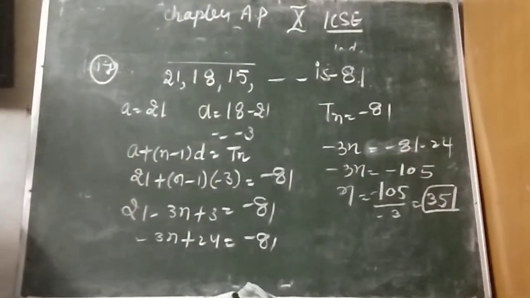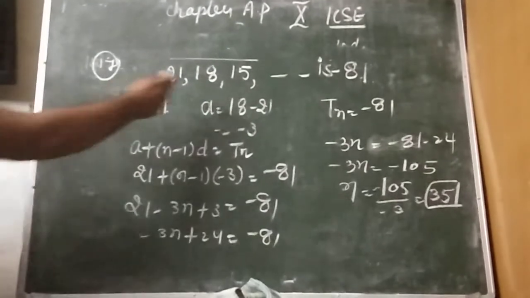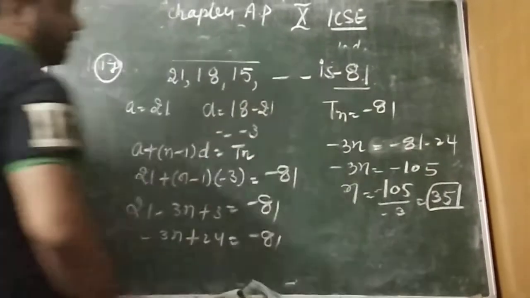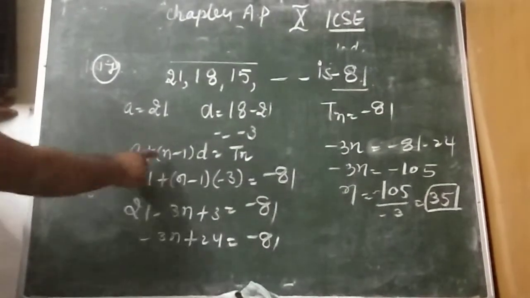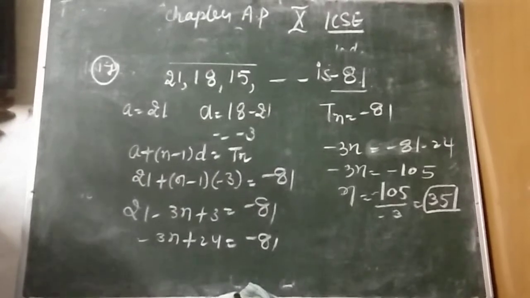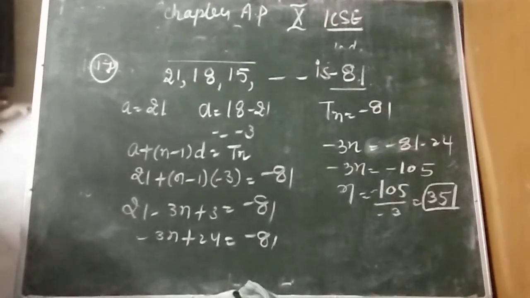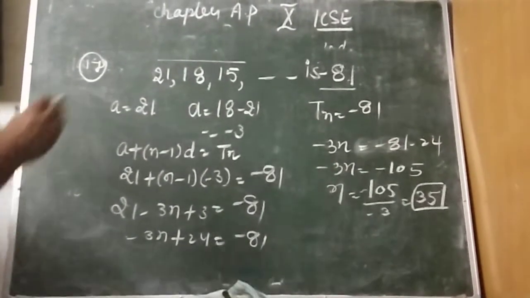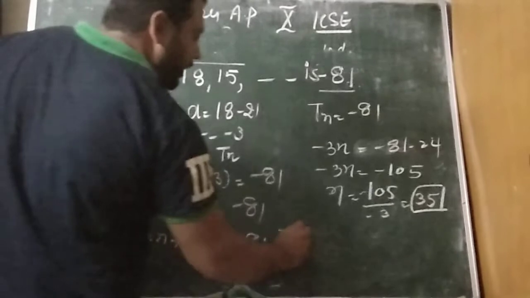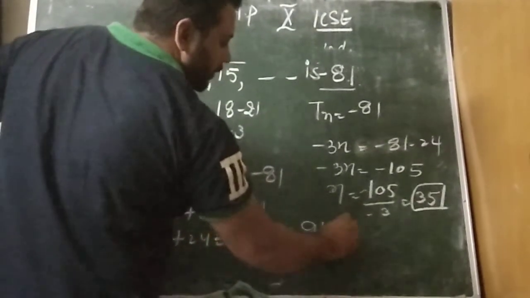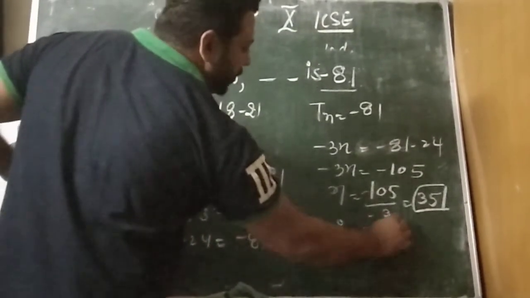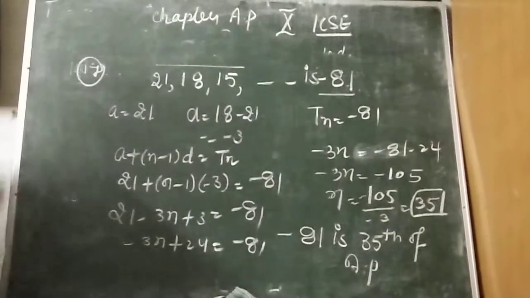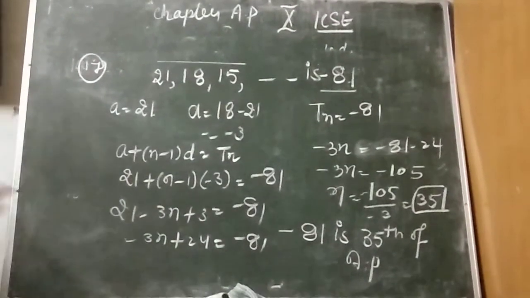So here a is 21, d we can find as second minus first, and minus 81 we will take as Tn and apply the formula a plus (n minus 1)d equal to Tn. Fill in the values of Tn, a and d and get the value of n, and we get 35. So it means minus 81 is the 35th term of the AP.